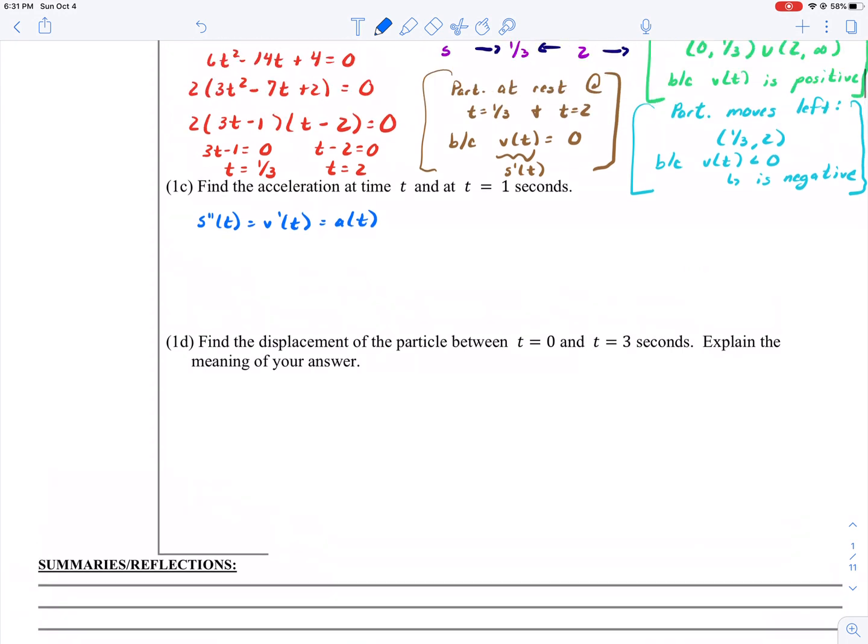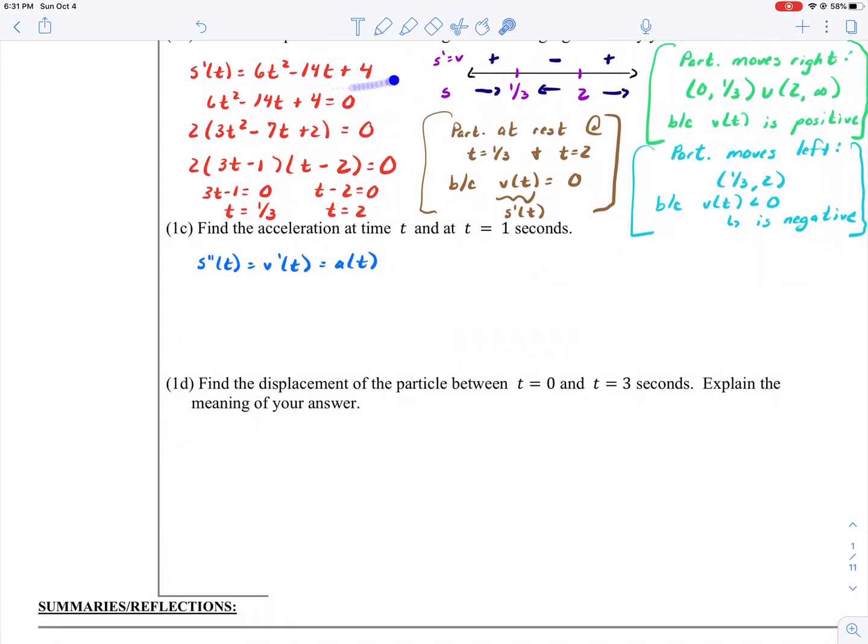Now, again, this is a power rule, so I'm going to take my information from this power, right? This is just a polynomial, and I'm going to apply the power rule. So this is going to end up being 12t minus 14. So that's my acceleration at any time, but my acceleration at t equals 1 would require that I change the notation, and then I'm going to plug in a 1 for t.